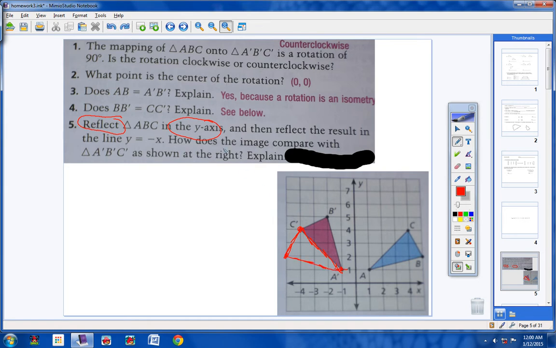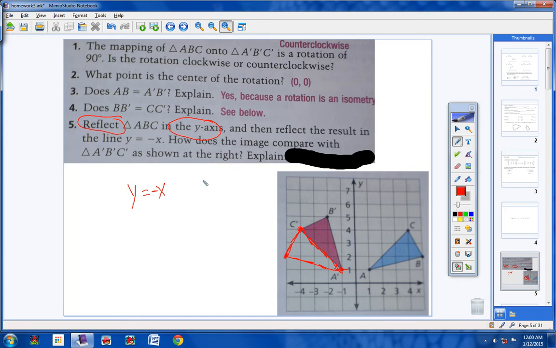Next, they want us to reflect, not rotate, reflect the result in the line y equals negative x. Now, we learned what y equals x is. That's the line that goes just like this, right through the origin. 1, 1, 2, 2, 3, 3, 4, 4. Well, y equals negative x is the same thing, only for every x value you put in is going to become negative for the y. So it would be a line that looks like this.